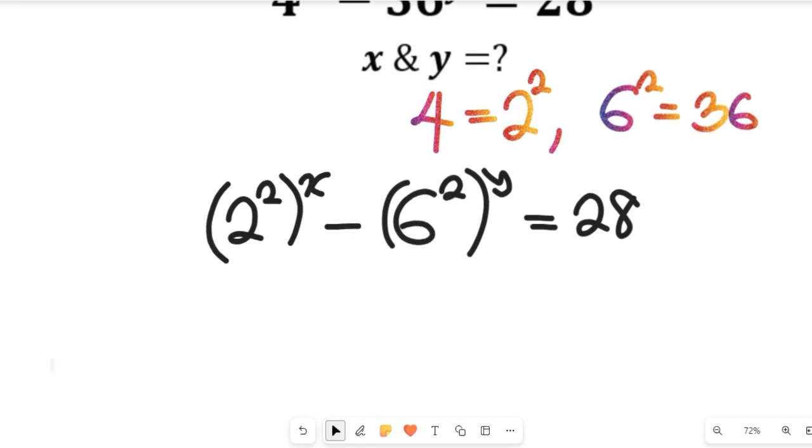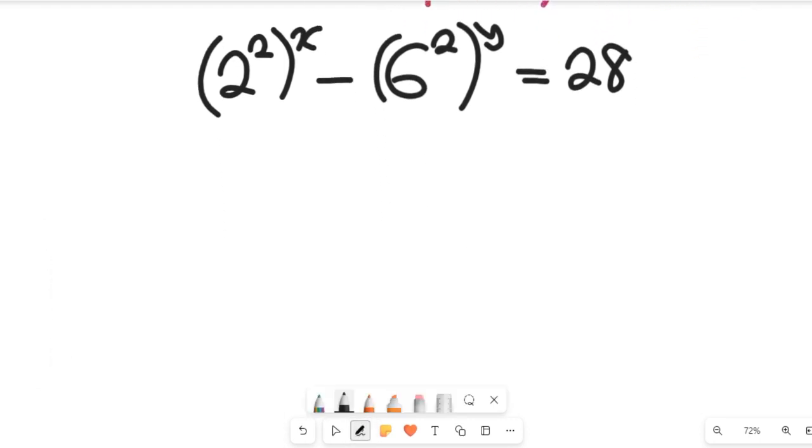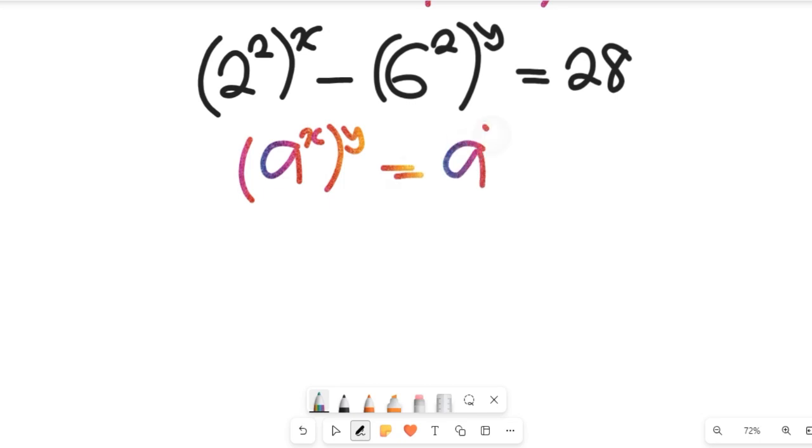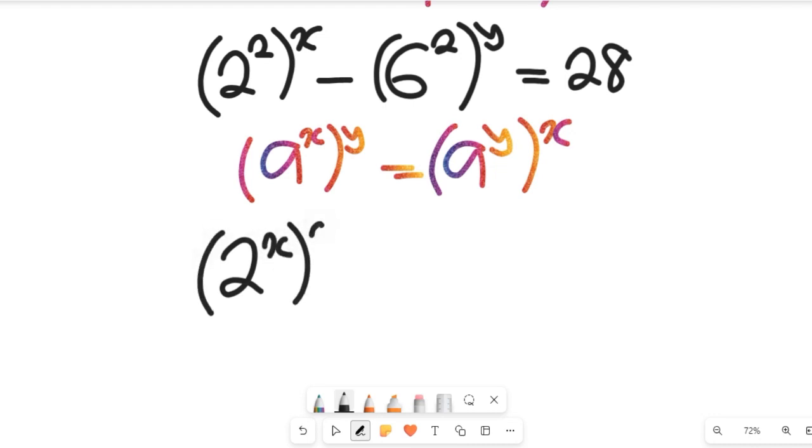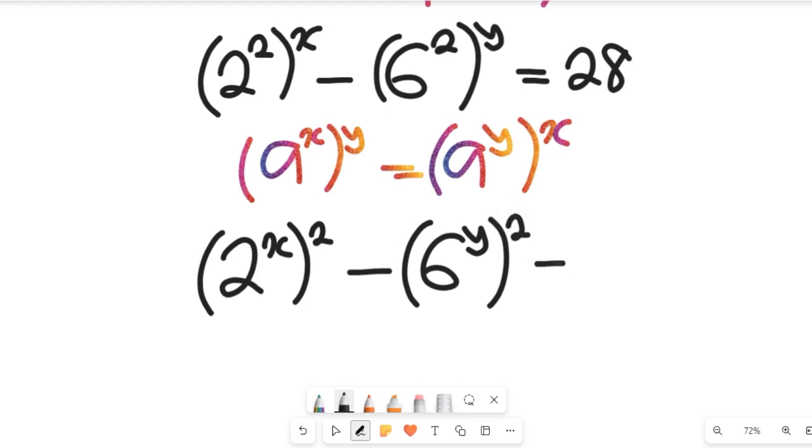Great. Now, having seen this, the next thing we need to do is to find out the application of the law of indices. Remember, in the law of indices, if I have a to the power of x multiplied by the power of y, this can be equal to a to the power of y multiplied by the power of x. So if we apply that to that expression, we'll have 2 to the power of x multiplying 2 to the power of 2, minus 6 to the power of y multiplying the power of 2, and this will be equal to 28.